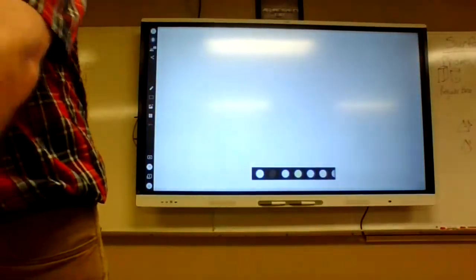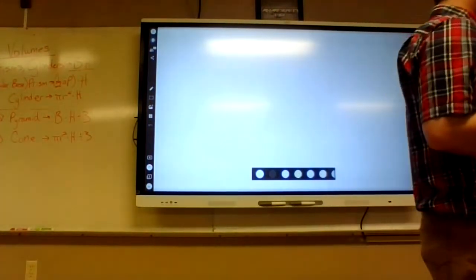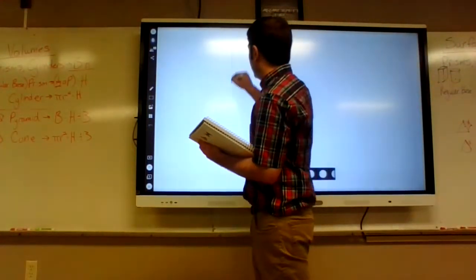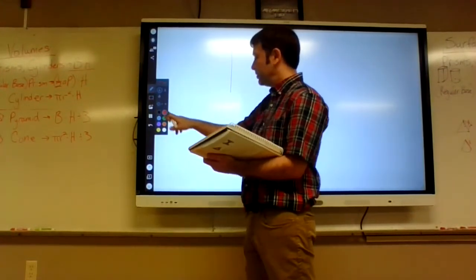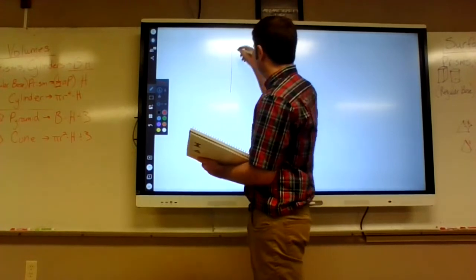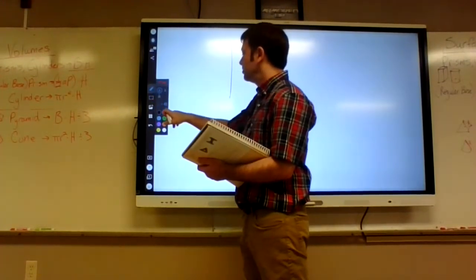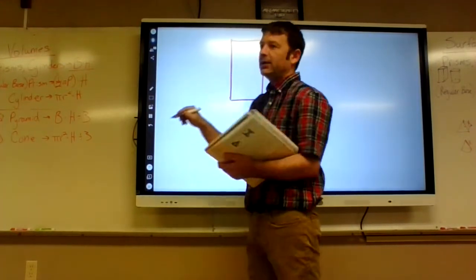Yeah, base times height divided by 2. Okay, number 1. How many vertices, edges, and faces does a rectangular prism have? Okay, they kind of drew a rectangular prism if you look down at number 9. A cube is a rectangular prism.